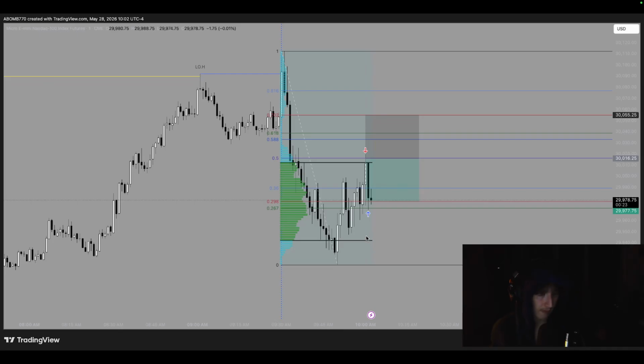What are we looking for? Market open. Sweep liquidity. Number one, sweep of liquidity. What do we get? Perfect sweep liquidity right at market open. Market open is this dotted blue line. Sweep right at market open.